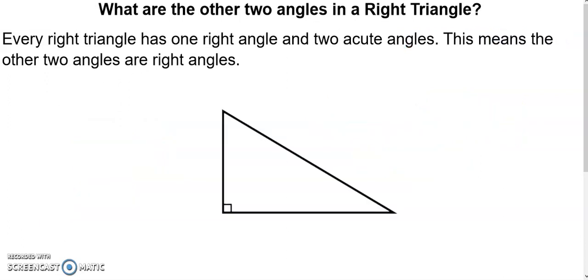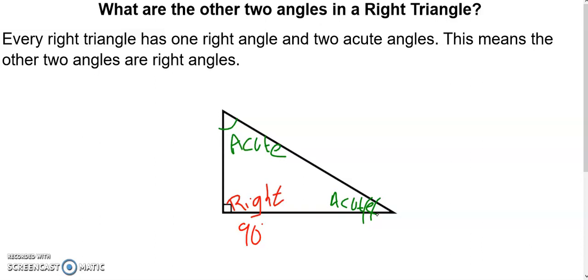So if we have a right angle, right here we have our right angle. And a right angle, if you remember, measures 90 degrees. What are the other two angles in a right triangle? Well, these angles are both going to be acute. That is going to be an acute angle, and the one down here is also going to be an acute angle. So a right triangle will have one right angle, and it will have two acute angles.